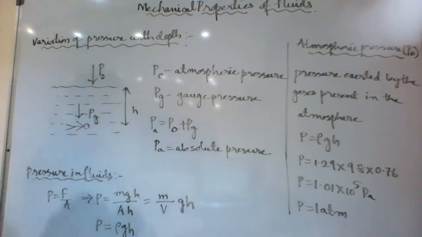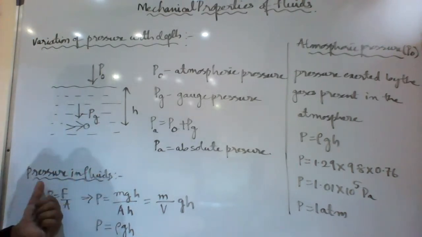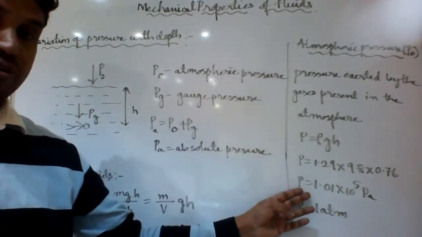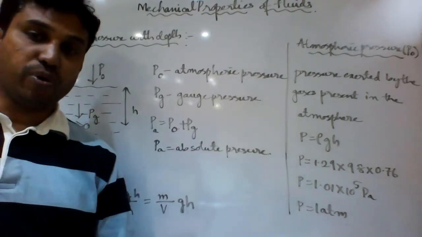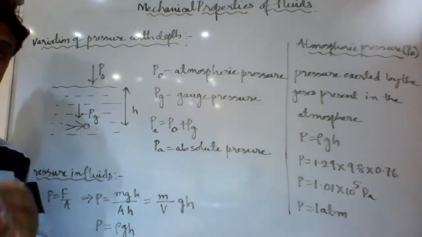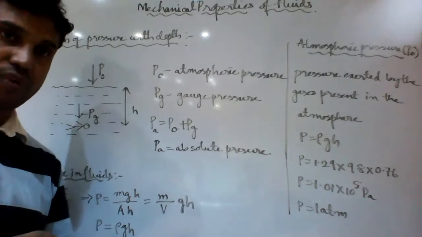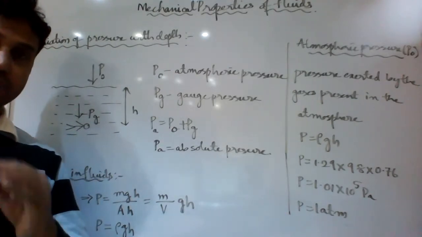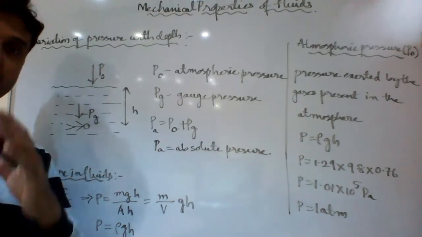So quickly, the pressure in fluids is given by P is equal to rho gh, and the atmospheric pressure value is 1.01 into 10 to the power of 5 pascals. Next one, variation of pressure with depth. Suppose a person is swimming in the water, and we want to find out the total pressure acting on that person due to the air as well as due to the water.